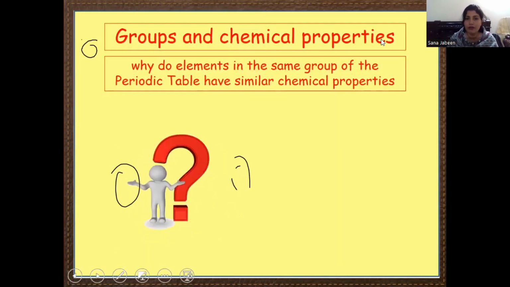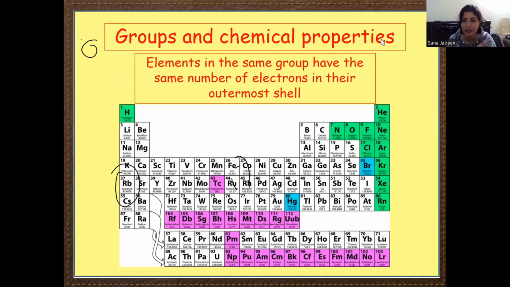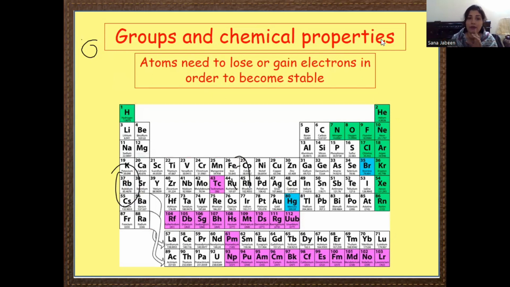Now we have to talk about the groups and their chemical properties. How the elements are going to react depends upon how many electrons they have in the outermost shell. If the outermost shell is completely filled, meaning they have 8 electrons in the outermost shell, they are not going to react. But if they have 1, 2, or 3 electrons in the outermost shell, they are going to react more easily. The most reactive ones have 1 electron in the outermost shell, and they will react with more speed.